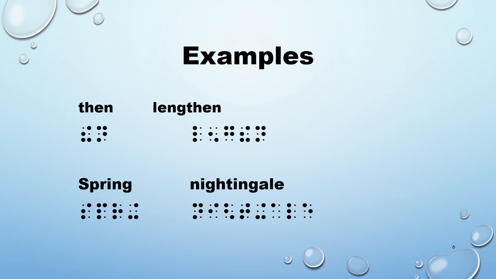using the contraction for "ing," which is composed of dots 3, 4, 6. Aside from it being indeed a strong group sign, we can also save more braille spaces. Next is the word "nightingale." For the word nightingale, we can contract the GH as well as the ING. It is in the middle of the word.